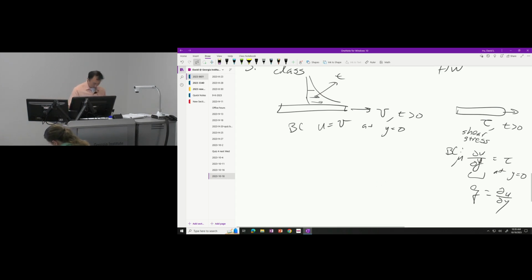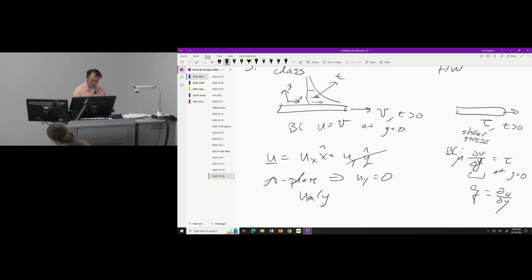So you should proceed like we did before. Like we did in class, in general this is a 2D problem, so you've got u = ux x hat plus uy y hat. Since it's an infinite plate in x, y, we're going to have ux... oh, no, sorry, uy to be 0. So we have ux as a function of just y and time.